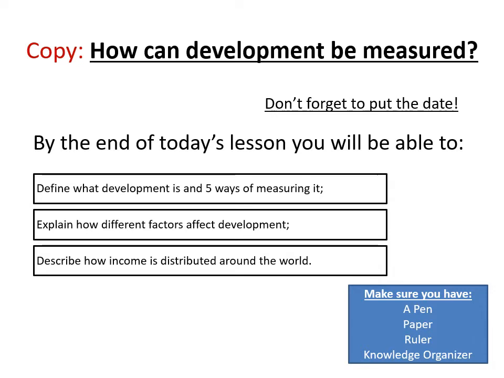So leave a line under the development gap title. Put this as a lesson title. Don't forget the date as well. Make sure you've got all the equipment. Give the objectives a quick skim through. Pause the video now to do that.